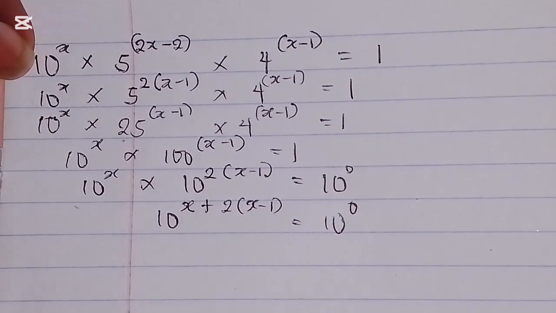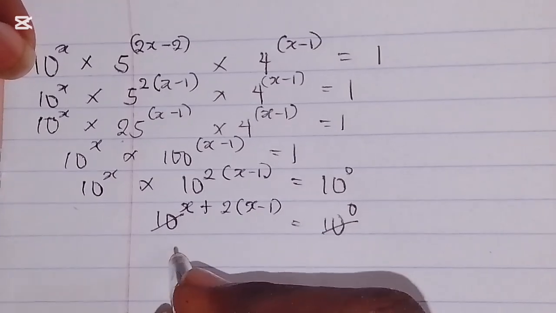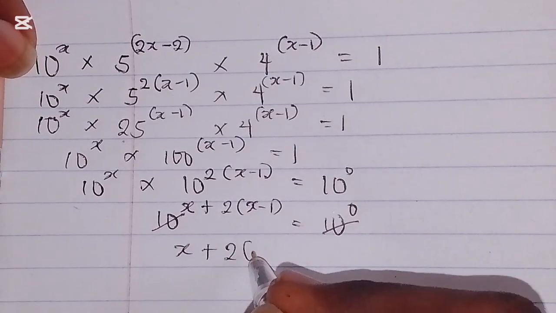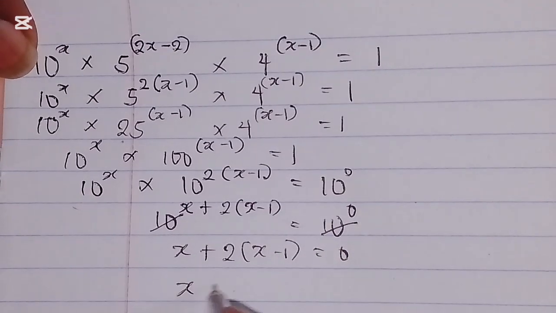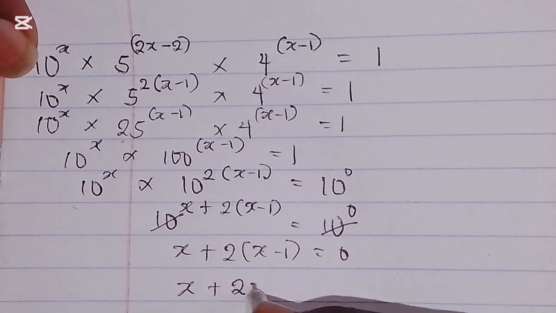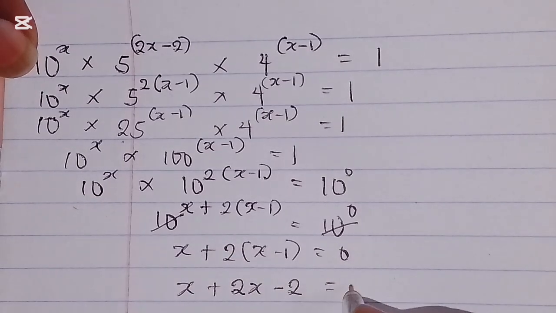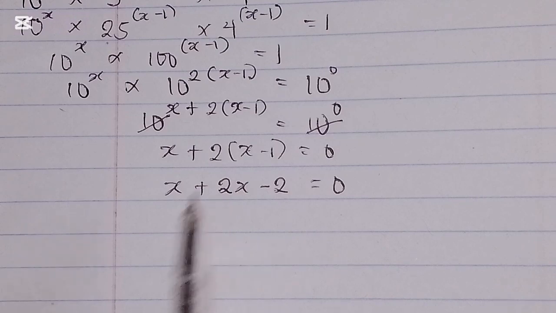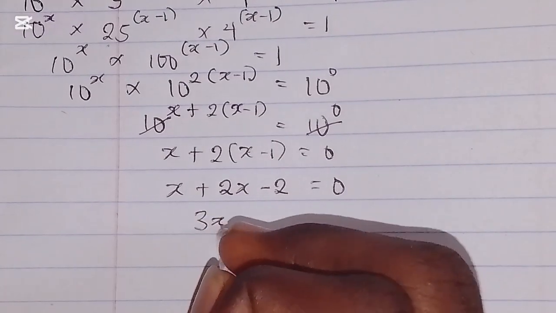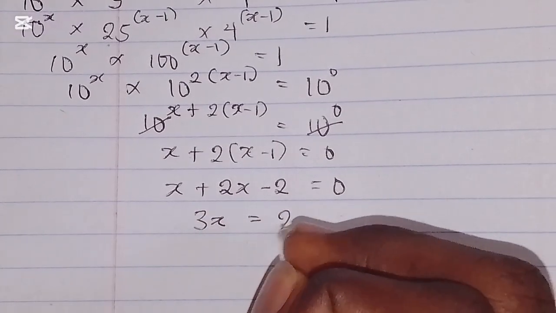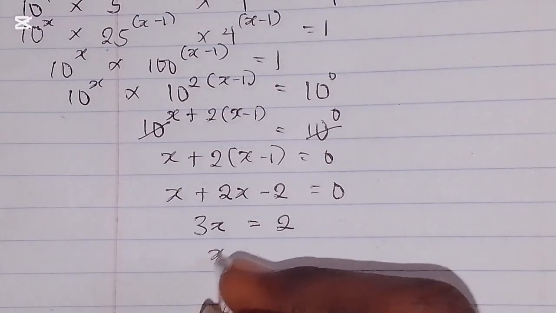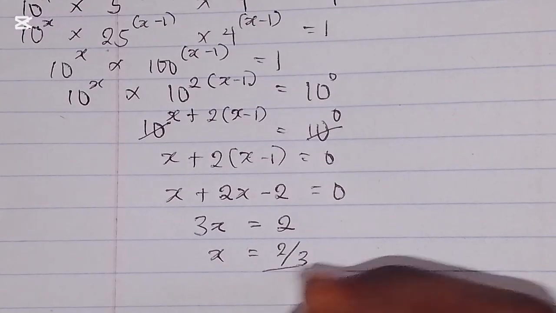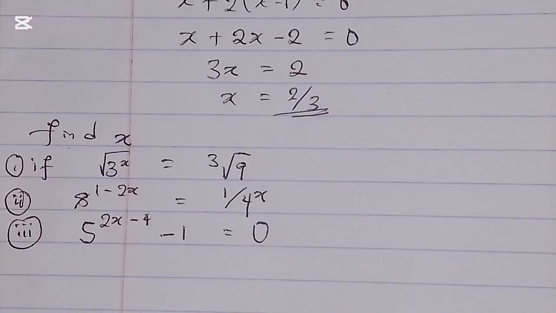Now let's equate the bases. This cancels this. We now have what now? x plus 2 into x minus 1 equals 0. Okay, now I have x plus 2x minus 2 equals 0. This x plus 2x now has 3x equals 2. This is when our 2 goes back to the other side. x now equals 2 divided by 3. This is our answer. If you think you understand my examples perfectly, please try this out.